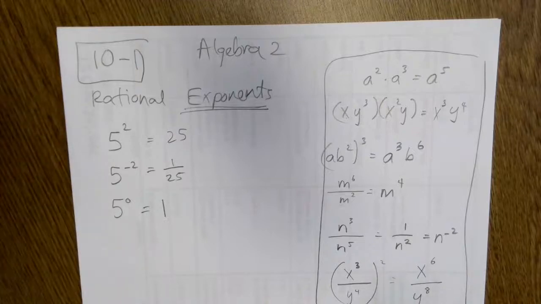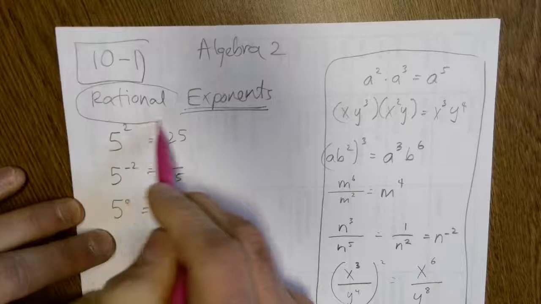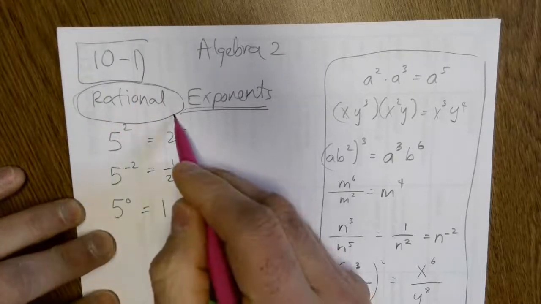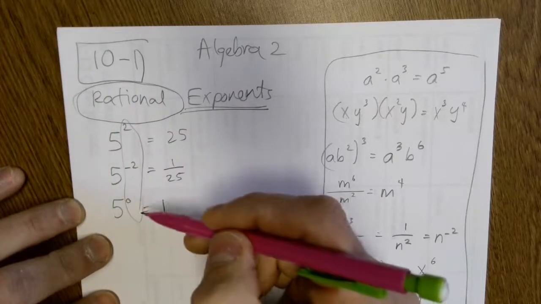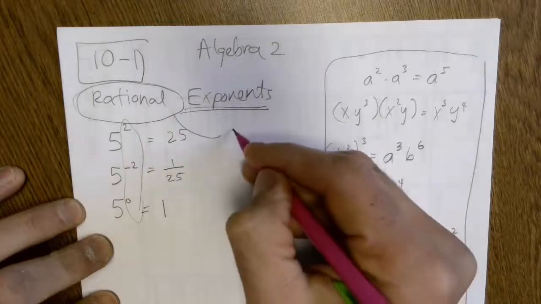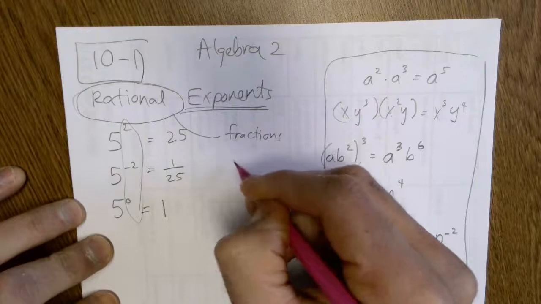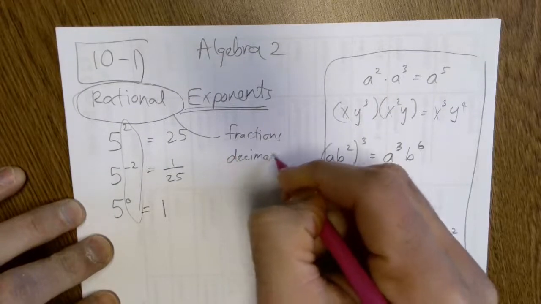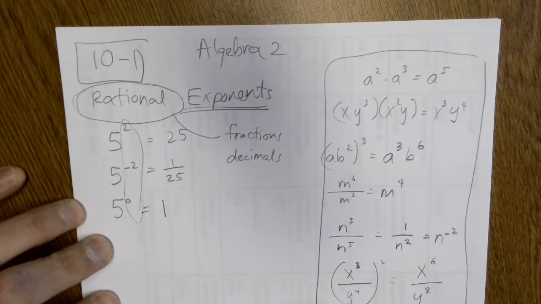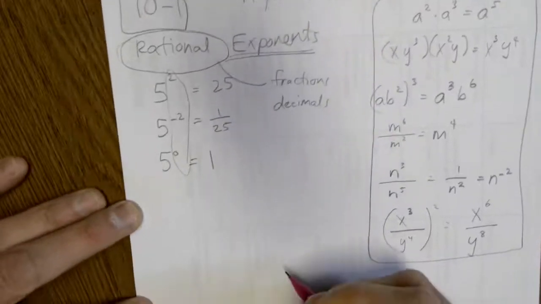What we're going to do today is we're going to start to use rational exponents, not just integer exponents. Rational exponents means we're going to have fractions and decimals as an exponent. Here's some examples. Let's just look at what this thing means.